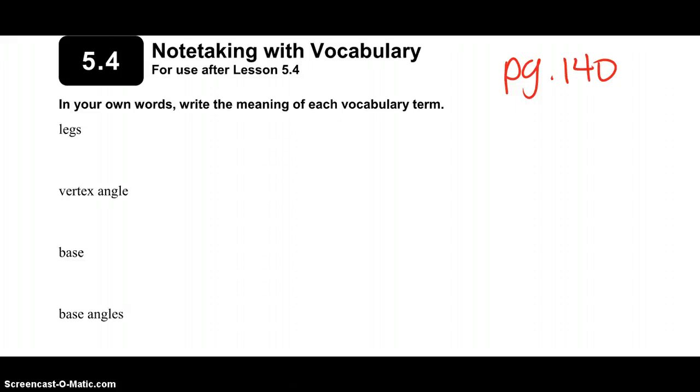So today we're going to be talking about section 5.4, which is about isosceles triangles. So you'll need to turn to page 140 in your workbook to get started. We're first going to start with the vocab.